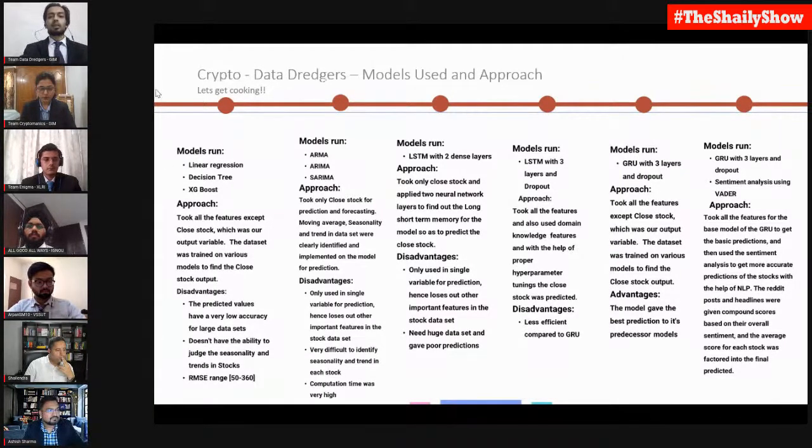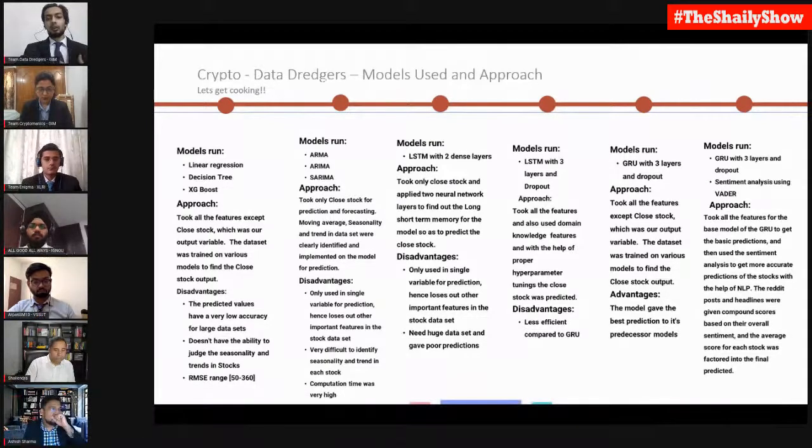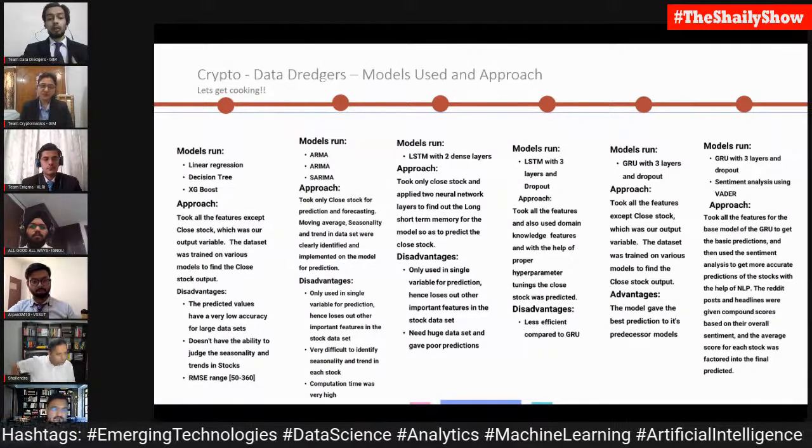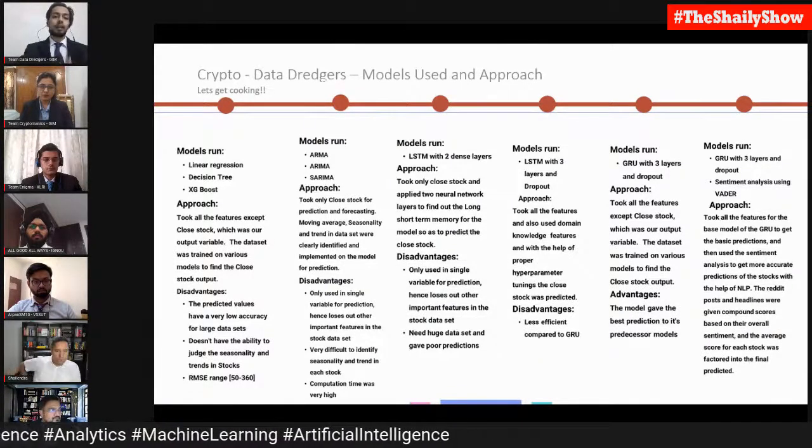Then we moved forward to advanced DL models. So we tried LSTM and GRU models to get even better accuracy. First we used a single layer LSTM, and we just did a univariate analysis, taking only the close price. Then we gave a few layers, where the first layer's number of neurons was based on the rows of the data that we are getting.